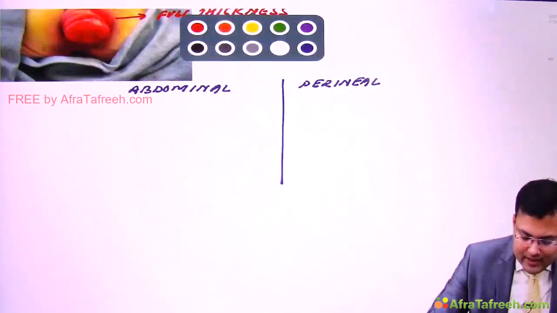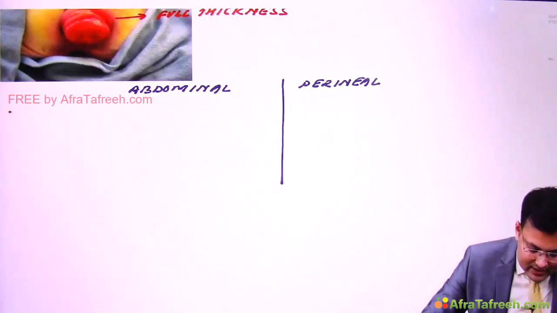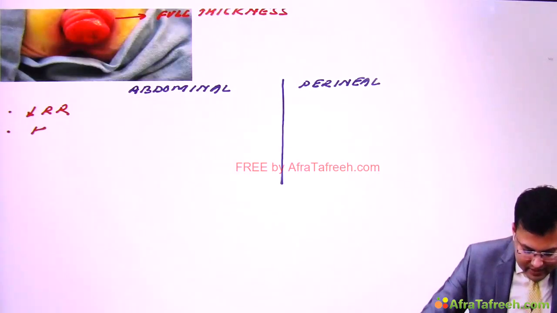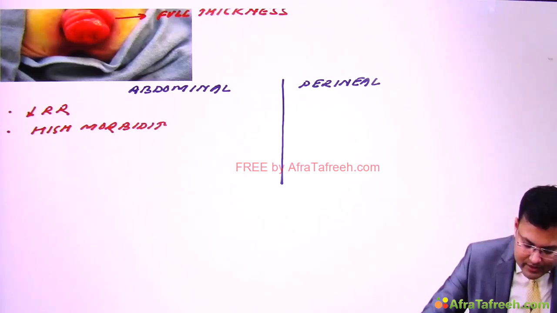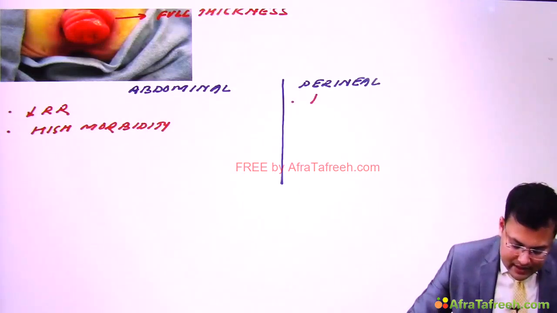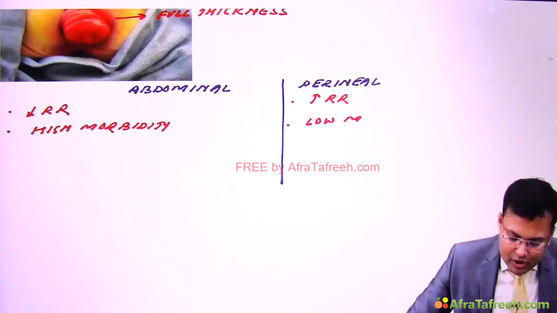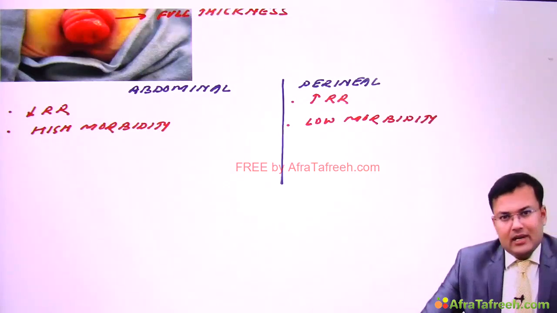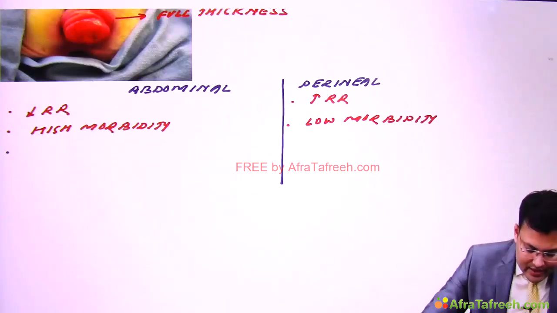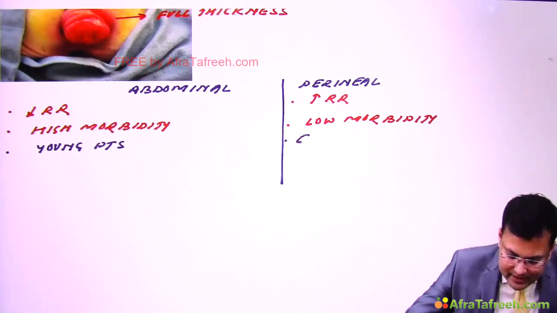Clear? In the abdominal approach, what is the advantage? It has a low recurrence rate. But what is the disadvantage? It has high morbidity. In the perineal approach, there is a high recurrence rate, but the advantage is low morbidity. Clear? And that's why the abdominal approach is preferred in young patients, and the perineal one is preferred in the elderly. Clear?